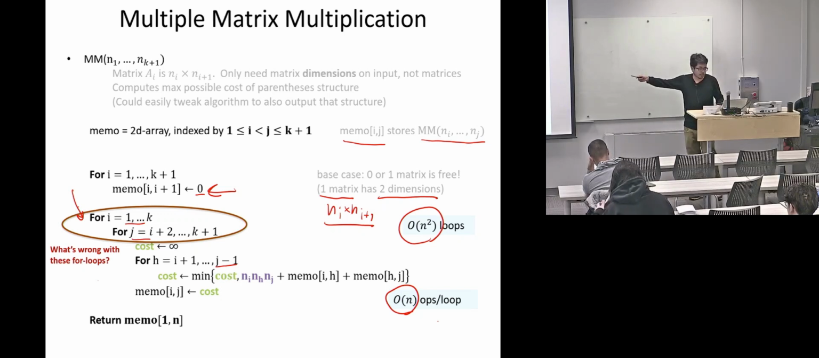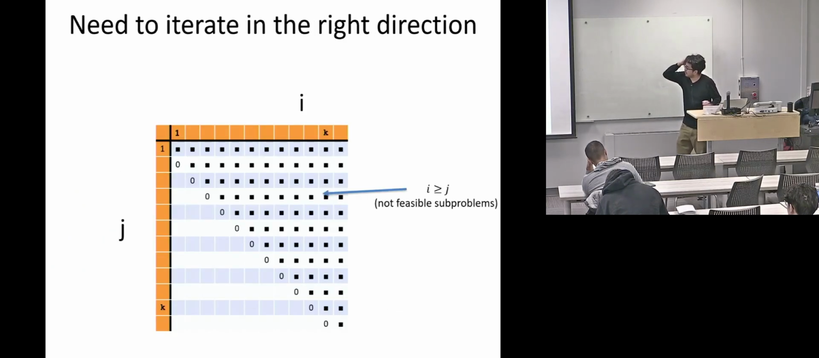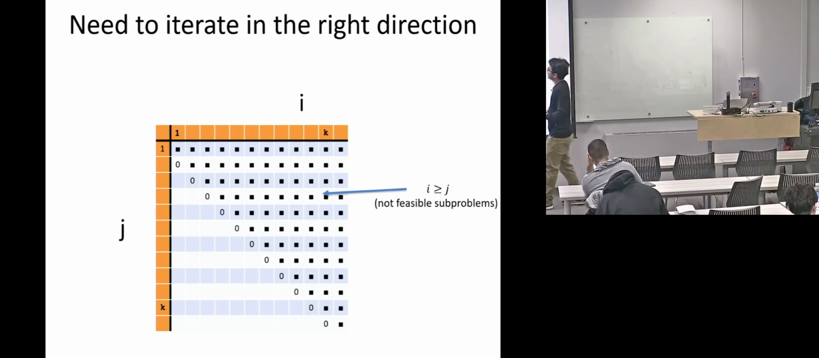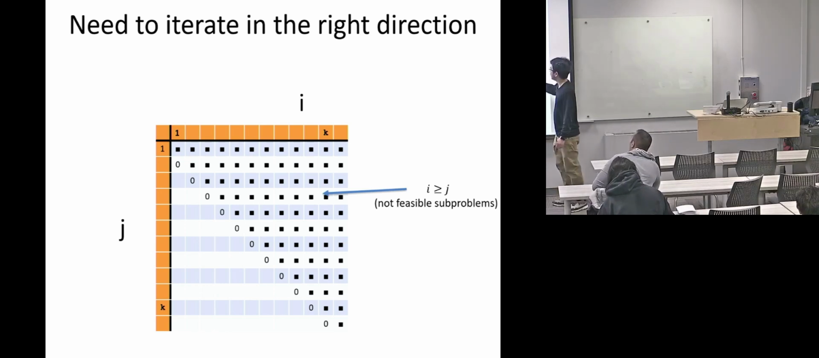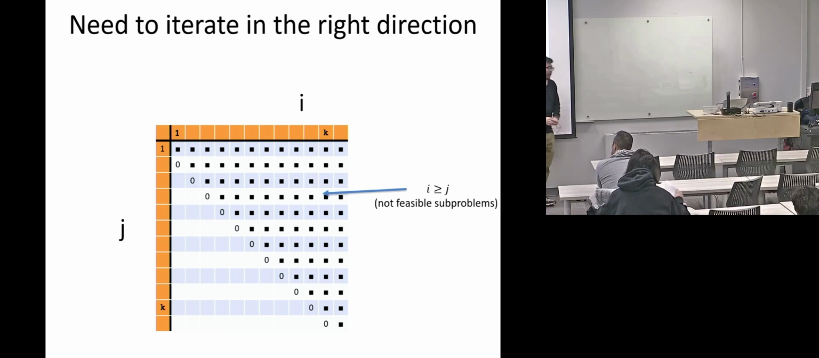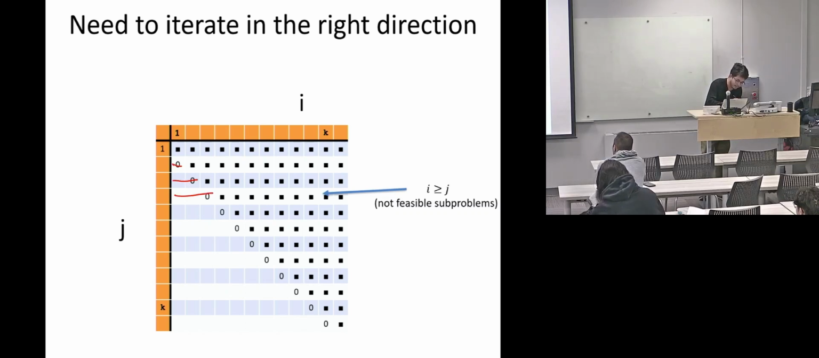I said it's wrong because actually it's not filling in the table in the correct direction. So let's try to see the table a bit. The table is like this. Everything here, we don't even need it, right? It's not feasible because i is more than j. And the way that I wrote down the loop here is that I'm going to fill it in this way.